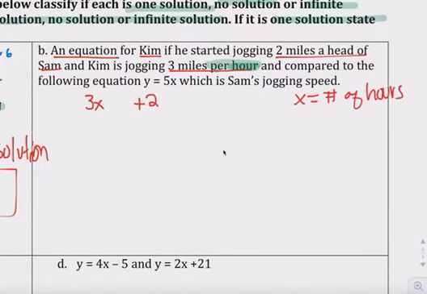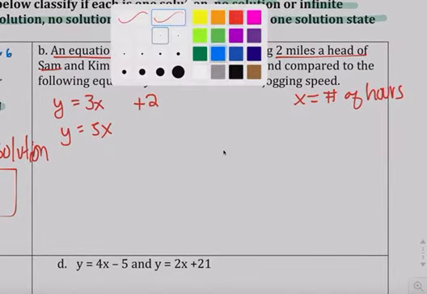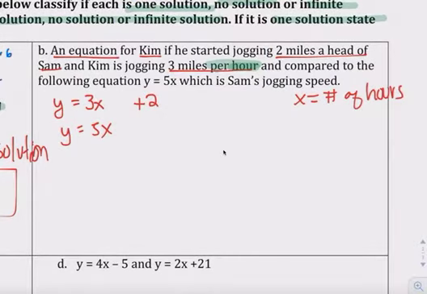Okay, and that's Kim's distance, y, compared to the following equation, 5x, which is Sam's jogging speed, y equals 5x. So, when you look at this, what's your answer? Is it one solution, no solution, or infinite solution? One for sure because the coefficient.